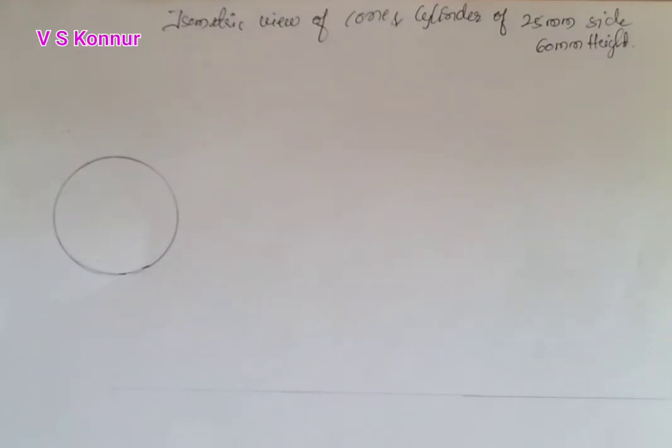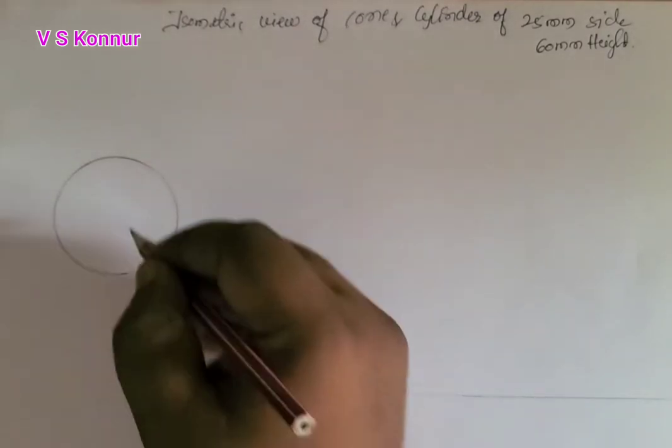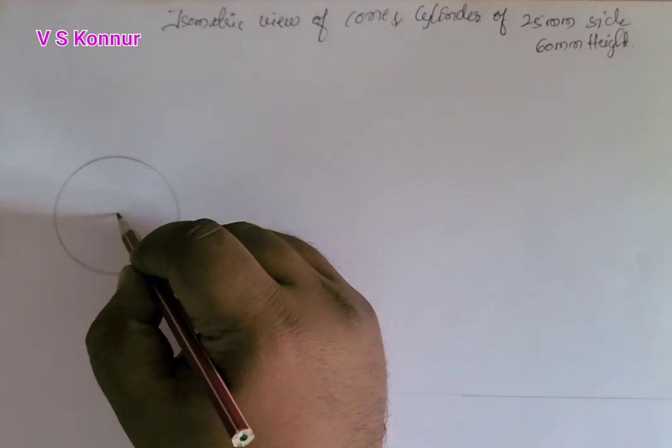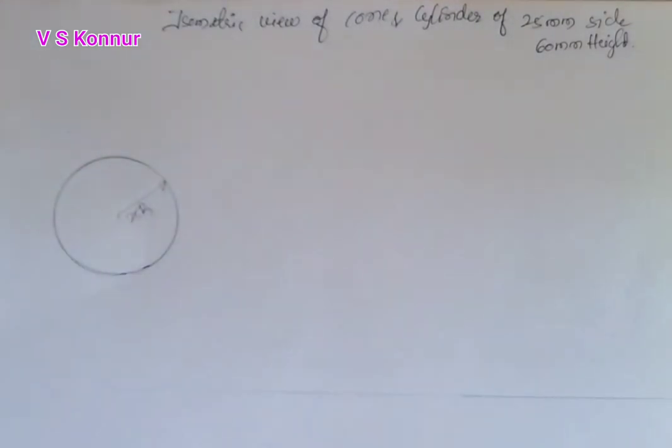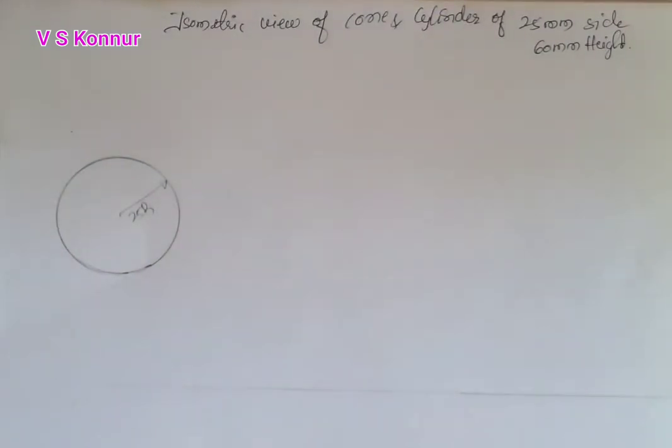Isometric view of a cone and cylinder of 25 mm side and 60 mm height. For that we have to draw a circle of normal 25 mm radius. So a 25 mm radius circle you have to draw, or you can draw a 50 mm diameter circle. Even no need to draw it for this. We are not taking any distances from the circle for your confirmation. First we have to draw the original length of 25 mm circle. No need of that, but still I have drawn it.